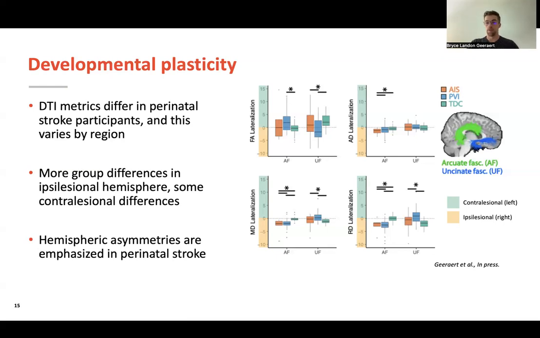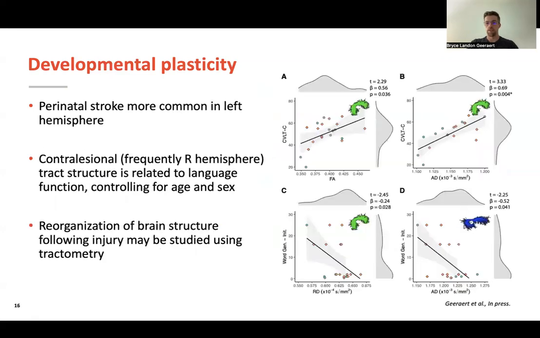Now, interestingly, to build on this, let's talk about language. So language is typically a left lateralized function. And in this continuation of the perinatal stroke study that I've been showing as an example here, we found relationships between contralesional tract structure and both verbal memory and word production in the arcuate and uncinate.